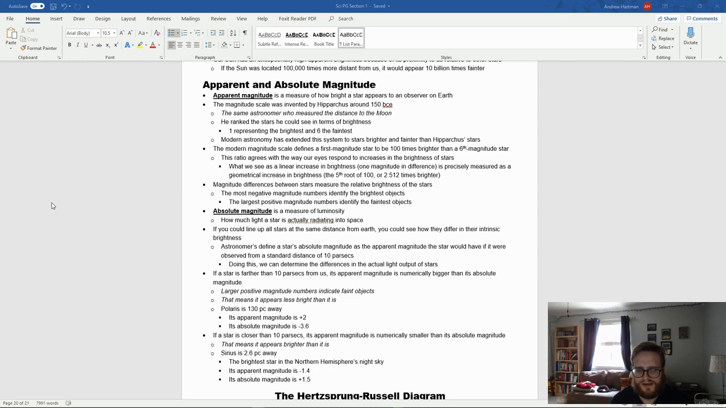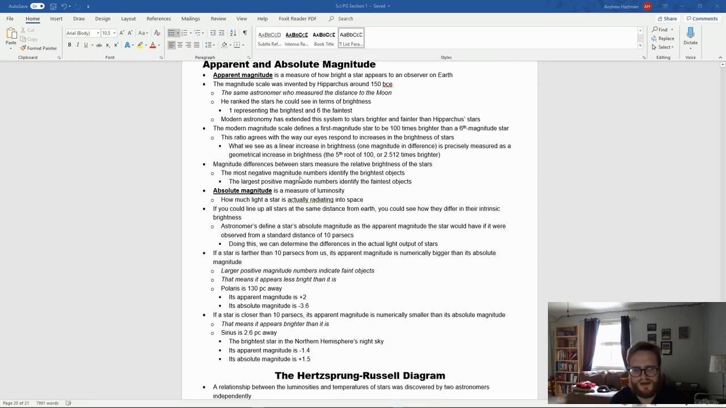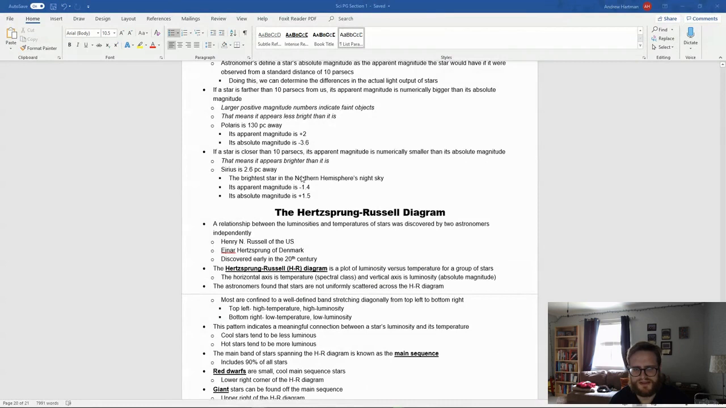And I believe the sun's absolute magnitude is 0? I forget. There's a chart somewhere. I meant to put it in my notes. I know there's something that's 0.